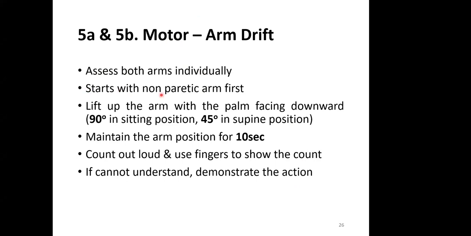So start with the non-paralytic arm first. Lift up the arm with the palm facing downward. If the patient is sitting, then you use 90 degrees. If the patient is in supine position, then you lift up 45 degrees. Maintain the arm position for 10 seconds. And you need to count out loud. At the same time, you use fingers to show the count.